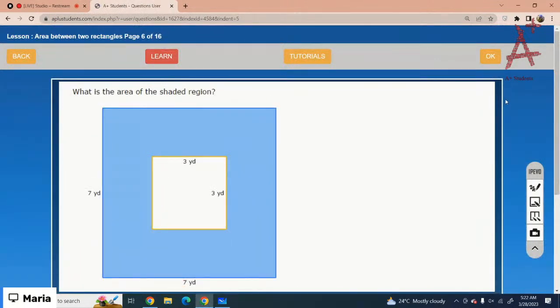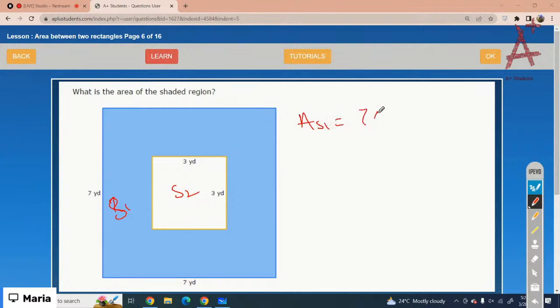So you need to calculate the area of the blue color. Just calculate it would be square 1 and square 2. Just calculate the area of square 1. It would be 7 times 7, 49. Then calculate the area of square 2. That would be 3 times 3.